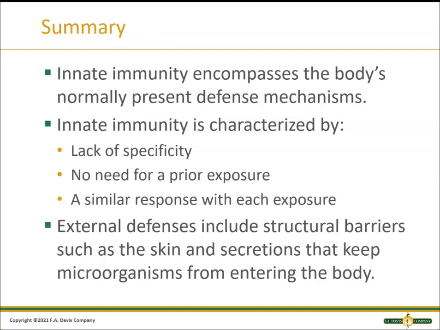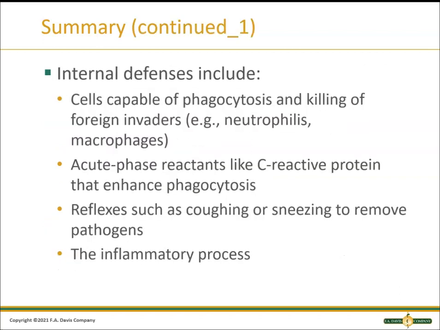So in summary, the innate system is a normal defense mechanism that everybody has. It is not very specific. Anything foreign, it kills. We don't need prior exposure, and it will act the same way for every single foreign thing that gets in there. So we have external defenses. Remember we talked about our skin and all the different secretions that we have on there to protect us. And then there are internal defense mechanisms that we have out there.